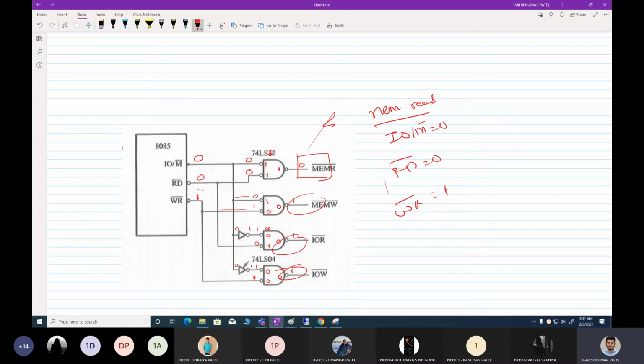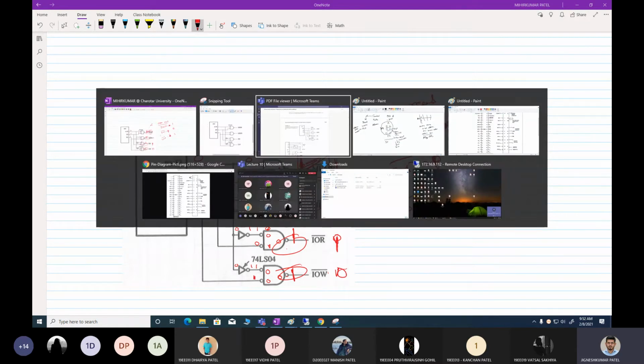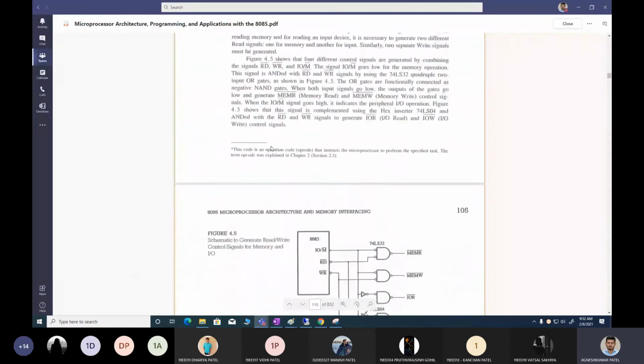Same way, if a write operation is there, suppose this was 0 and this was 1, at that time what will happen? This will become 1, this will become 0, this will become 1, and this will become 1. Same way, if input read operation is there, that means IO/M is equal to 1, RD is equal to 0, and WR is equal to 1. At that time, what will happen? We will get 1 over here, 1 over here, 0 over here, and 1 over here. In the same way, for the last operation, that is output write, we will get 0 over here, and all others will be 1. So you can use this single signal to perform various operations.